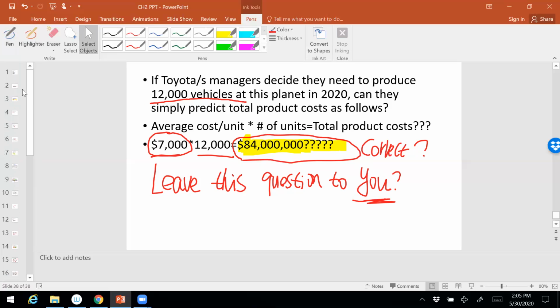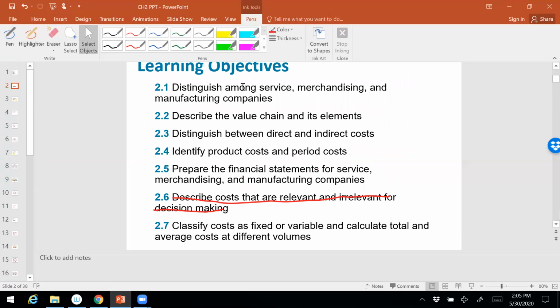You all did an excellent job. We talked about those 3 companies. We talk about value chain. We talk about how do we separate direct and indirect, product cost and period cost. We talk about operating income. We talk about even balance sheet. We said don't worry about 2.6. And then we talk about fixed cost and variable cost. Remember, I'll leave one question to you and I'll see you next time. Thank you.